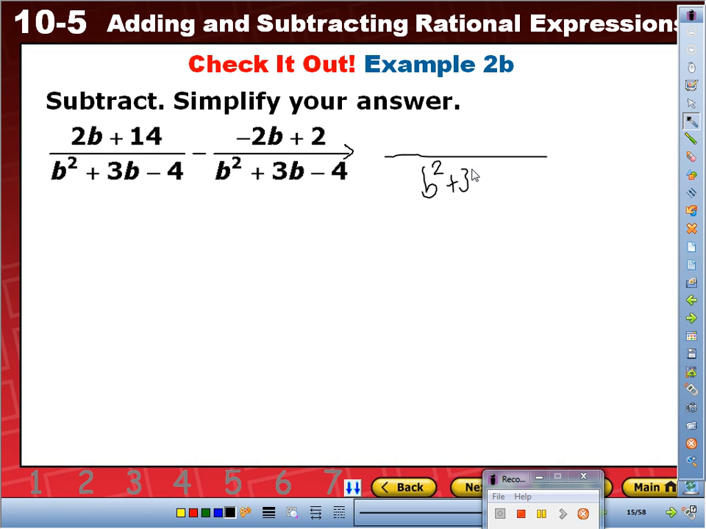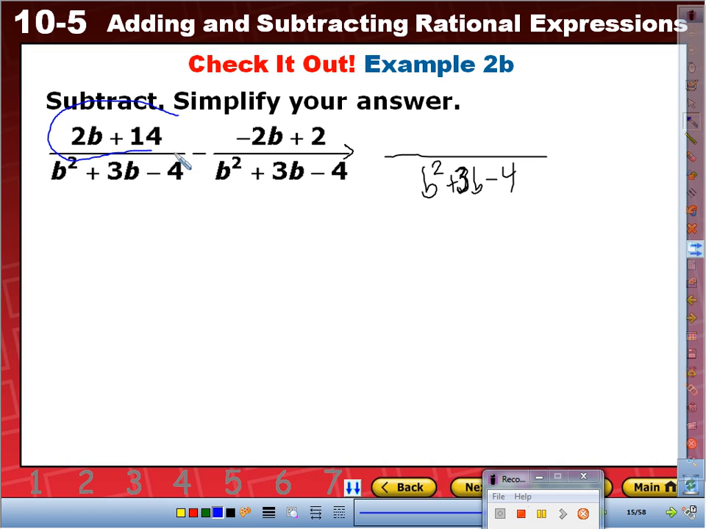B squared plus 3b minus 4. That is correct. Next, we're going to add or subtract the numerator by combining like terms. So I'm going to draw my heart like this. But this negative is going to change negative 2b into what? Positive, and the positive 2 into a negative. So let's see. 2b plus 2b, that's 4b. 14 minus 2, that's positive 12.